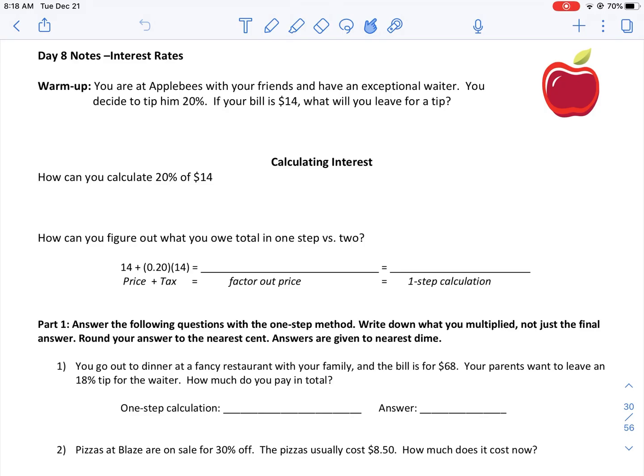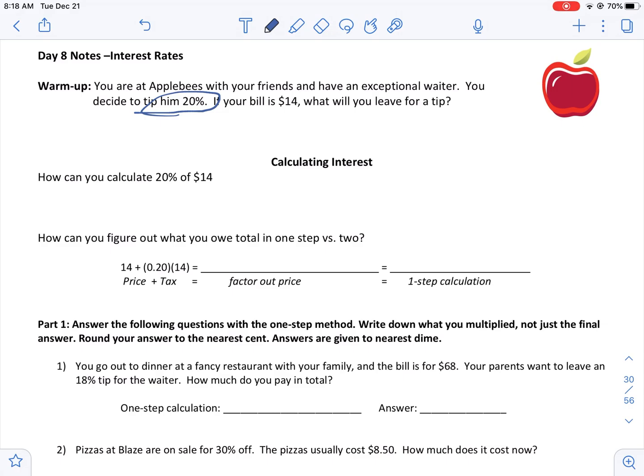Today we're going to take a look at day 8, interest rates. So for our warm-up today, see what you guys remember here. You are at Applebee's with your friends and have an exceptional waiter. You decide to tip him 20%. If your bill was $14, how much would you leave for a tip?